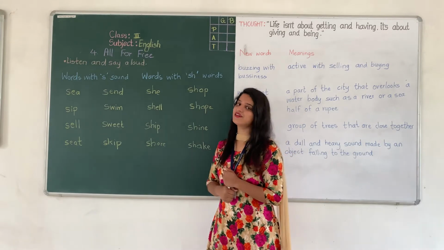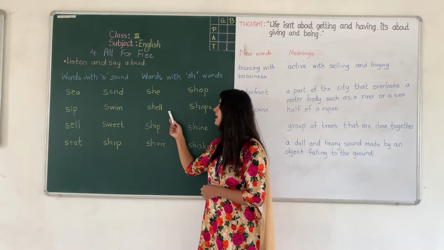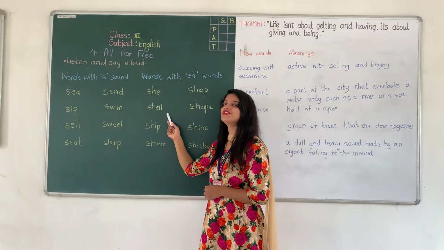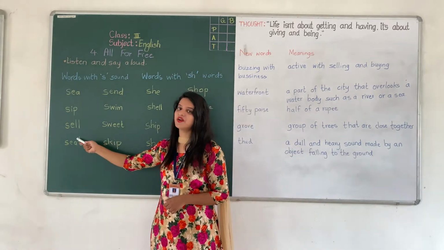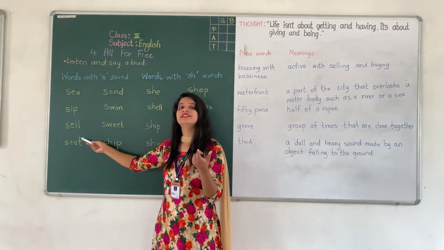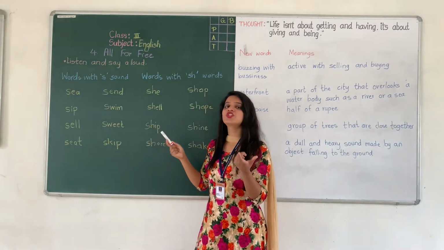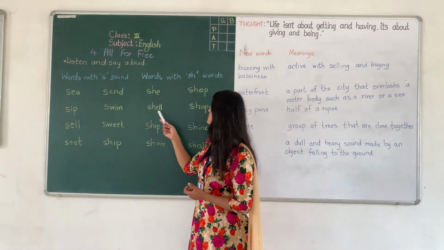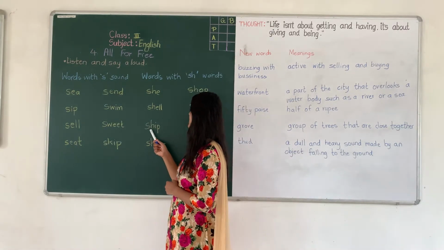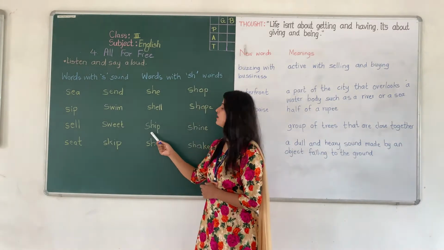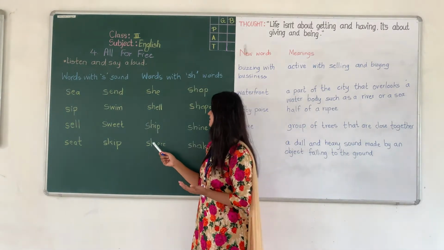Now let us read the next word. S-H-E-L-L. Shell. Here we have seen the word with S: S-E-L-L becomes cell, where the S sound is used. And in S-H-E-L-L, the sh sound is used. So S-H-E-L-L becomes shell. Now next, S-H-I-P. Ship.